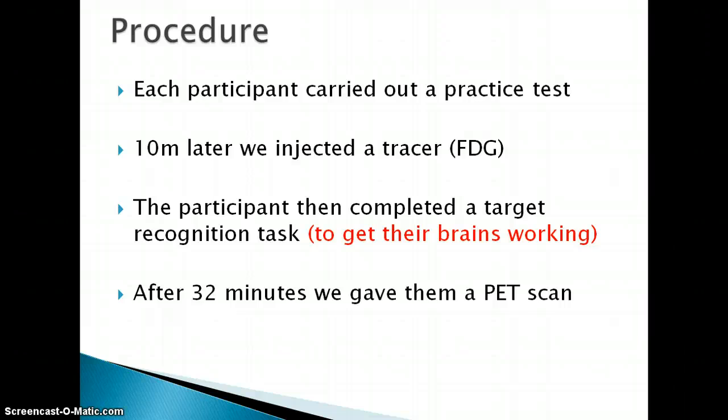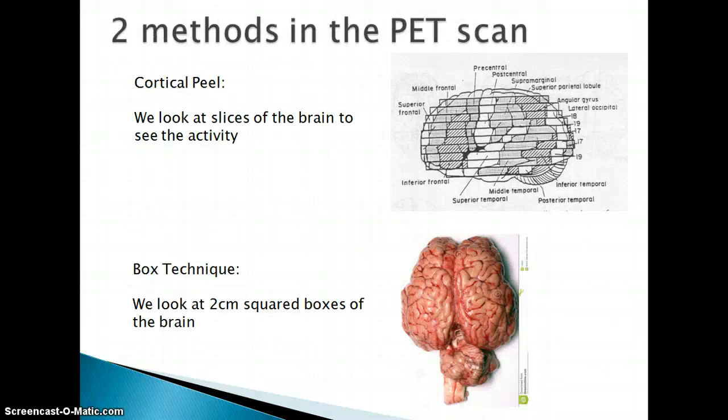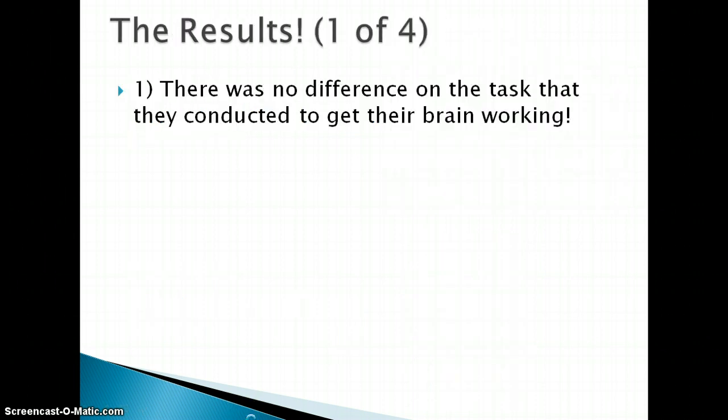After about 32 minutes, they were given a PET scan. So they were put into the tube, and we looked at the activity of their brain. There were 2 methods we used: the cortical peel technique, where we looked at strips of the brain, and the box technique, where we looked at 2 centimetre squares. Both of these are designed so that we can look at the activity in the brain.